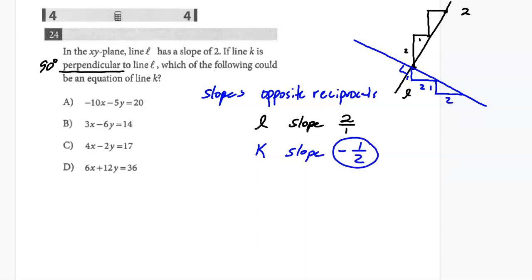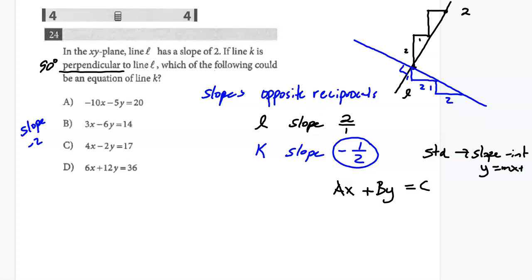So basically I'm trying to find out which of these equations have a slope of -2. Now, the tricky thing is these are not written in slope-intercept form. They're written in standard form. So in general, let me just kind of break this down for you. This is standard form in general. And I'm trying to go from standard to slope-intercept form, where y equals mx plus b. I want it like that.